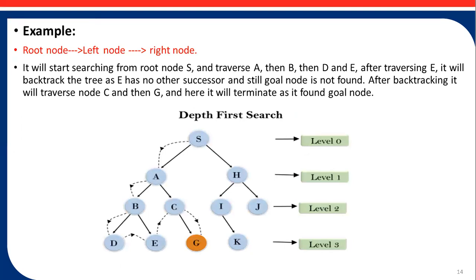Example of depth first search: first visit the root node, then the left node and then the right node. It will start searching from root node S and traverse A, then B, then D and E. After traversing E, it will backtrack the tree as E has no other successor and the goal node is still not found. After backtracking, it will traverse nodes C and then G, and here it will terminate as it found the goal node. So G is the goal node of this depth first search example.